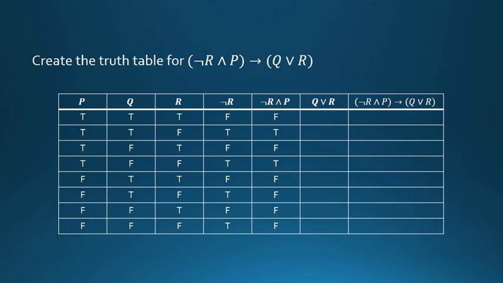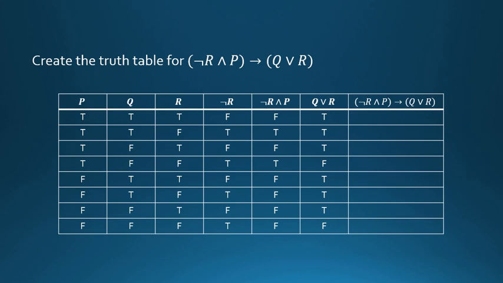Now we're going to do a similar thing for Q or R, putting arrows on these 2 columns so we know what we're working with. This is the disjunction. As long as one of them is true, then the disjunction is true. So I have true or true, gives me a true. True or false gives me a true. False or true gives me a true. And false or false gives me a false. Again, true or true, true. True or false gives me a true. False or true gives me a true. And then false or false gives me a false. So there is that second to last column being filled in.